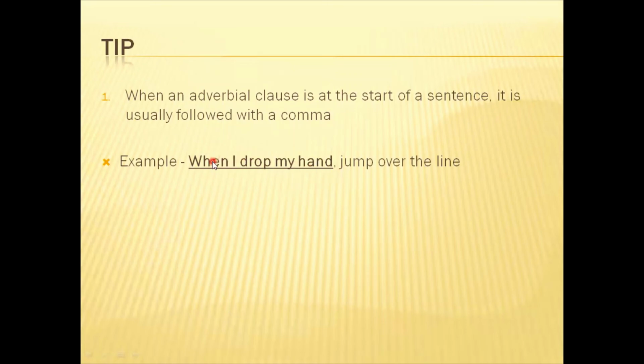If you are using this particular thing in the middle, how can you use that? Jump over the line when I drop my hand. That time you don't use any comma. Is that clear? When I drop my hand, comma, jump over the line. Why am I using a comma here? Because we are using the adverbial clause at the starting of the sentence. Clear? So if I'm using it in the middle, then how should the line be? Jump over the line when I drop my hand. The meaning will be the same; the way you write will be different. Is that clear? That time you don't use a comma. It's just a tip. Do remember.